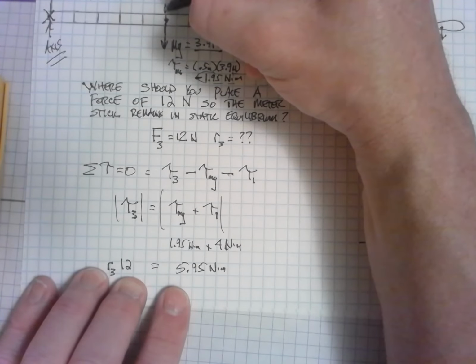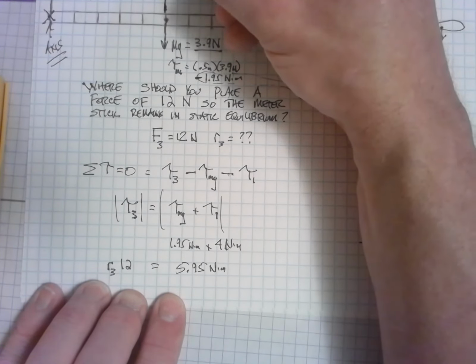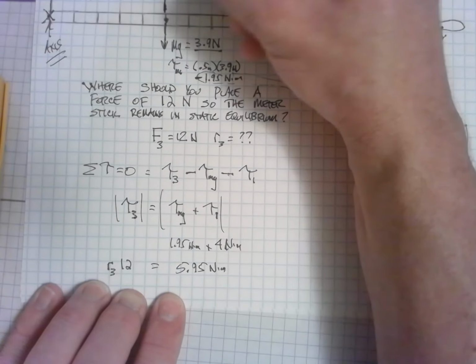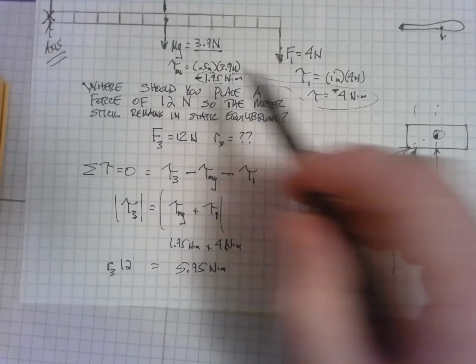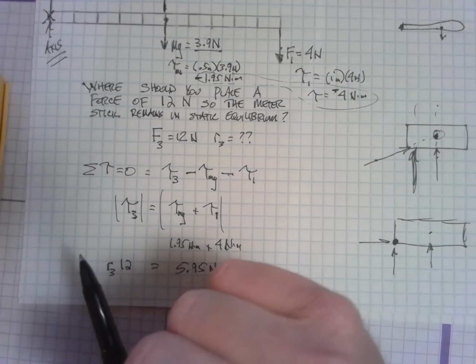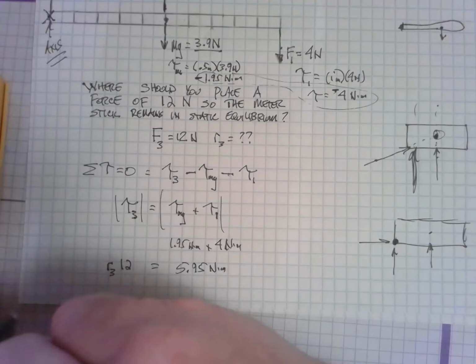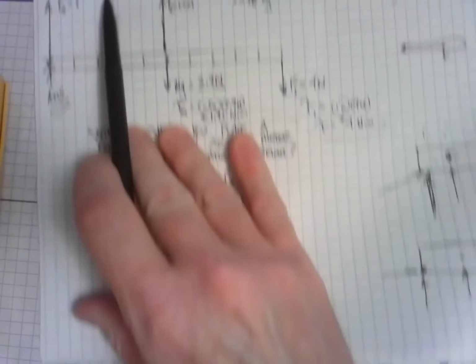So it turns out that I need to place the 12 newton force, force 3, I need to place it here to keep this thing from spinning. Now, if that's the case, the next question is, well, what about that force? What about this missing force up here?